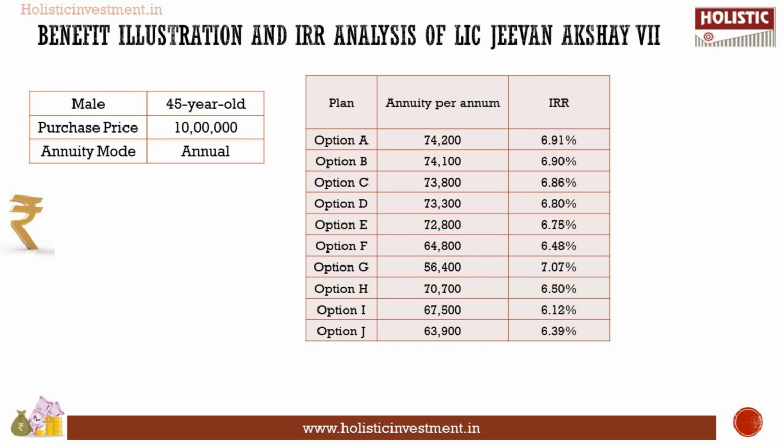Let us assume a 45-year-old male buys this plan for rupees 10 lakhs. That is, the purchase price is 10 lakhs. He chooses an annual annuity. Since most of the plan provides a lifelong annuity, we have assumed a life expectancy of 85 years. In the case of joint life, we assume that the life expectancy of the last survivor is 85 years.